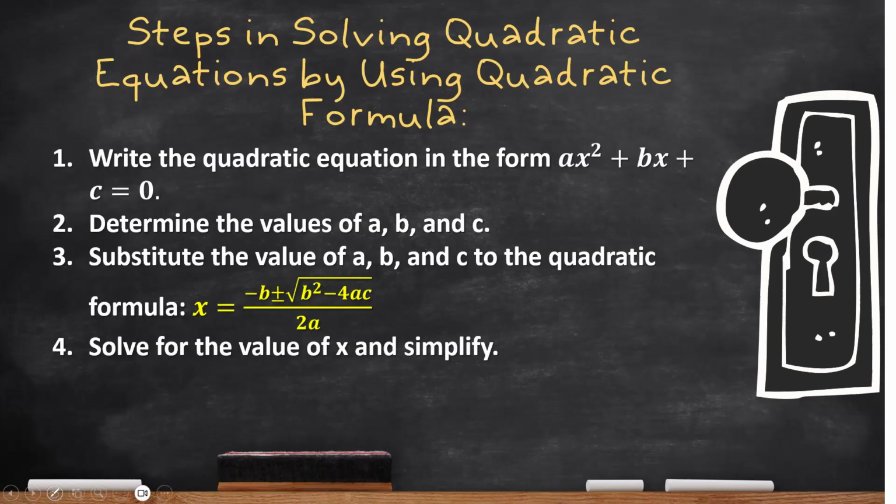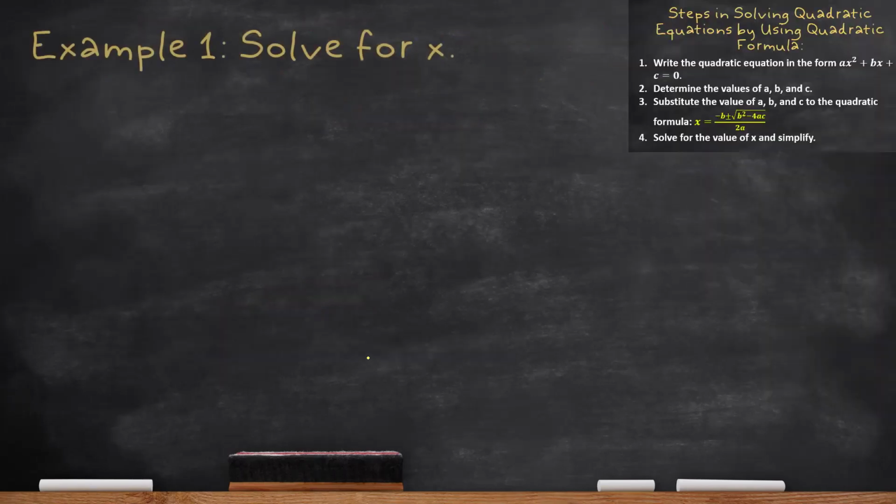So that is x is equal to negative b plus or minus the square root of b squared minus 4ac all over 2a. Then after that, solve for the values of x, and simplify. Okay? So let's start. Example 1, solve for x.